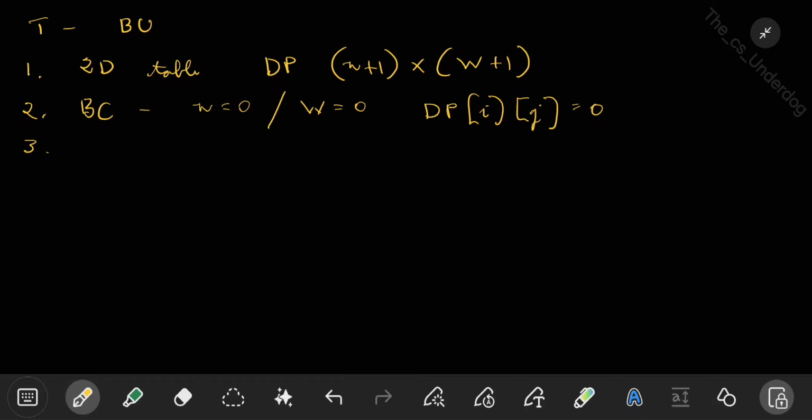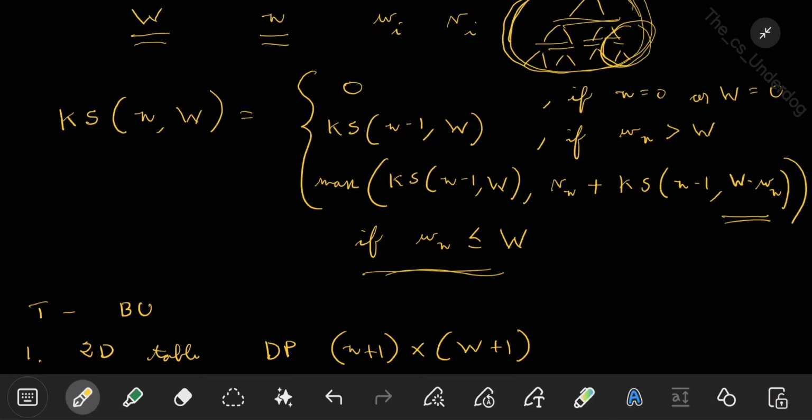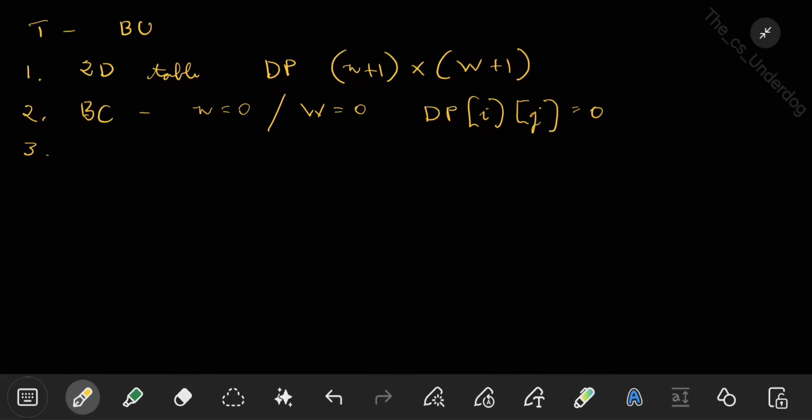So let us go to the formula. See the previous formula, keep this in mind. We are going to use the same formula. The only difference is we are going to store values. So we are going to use the same transition formula. What is a transition formula? First case is if your weight, let us say wi, is greater than j. What is j? At whichever entry in the matrix we are, at that point we are considering that the total capacity of your knapsack is j.